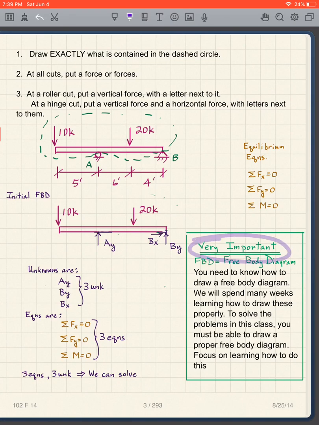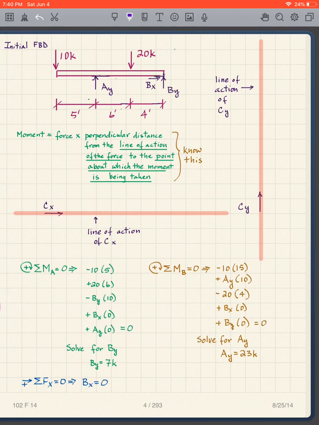Now, it's very important, and that is the free body diagram. This free body diagram is very straightforward, but you need to develop good habits because eventually we're going to have more complicated free body diagrams. You need to do these simple ones right, so that when they get to be more complicated, you'll get those right also. So you need to know how to draw a free body diagram. We're going to spend many weeks learning how to draw these correctly and analyzing them. To solve problems in this class, you must be able to draw a proper free body diagram and focus on learning how to do that. After a while, it gets to be very straightforward. It's not difficult, but you have to pay attention.